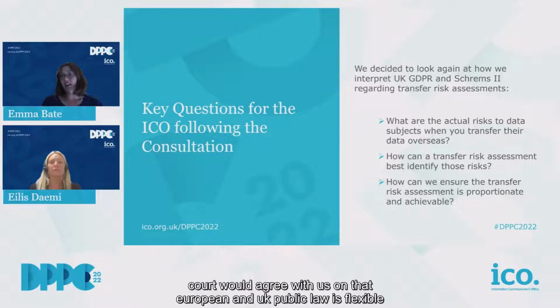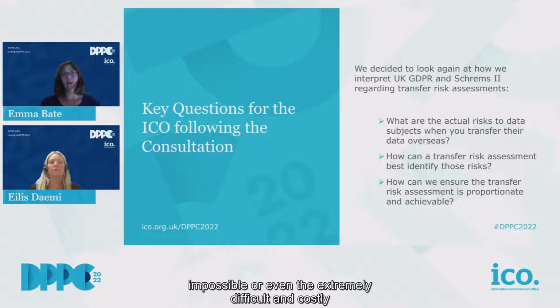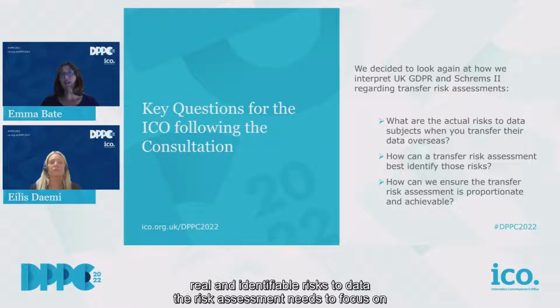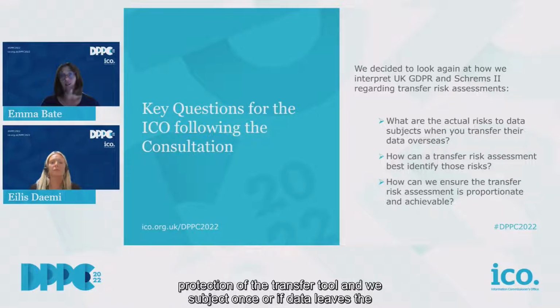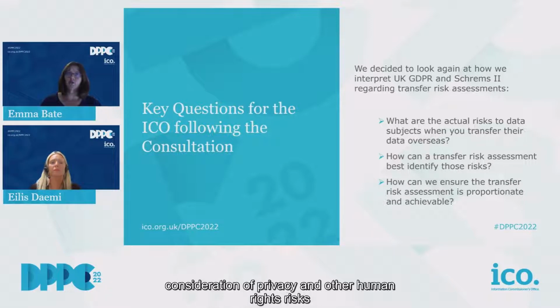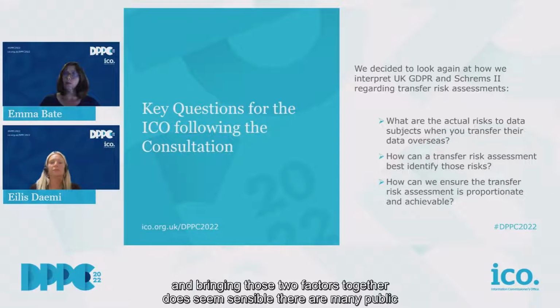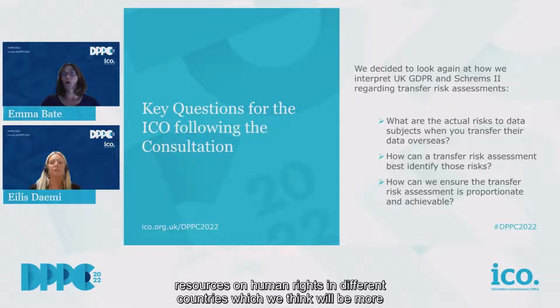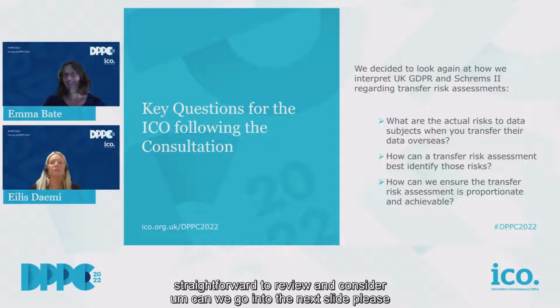European and UK public law is flexible, and the intention of the CJEU judges in Schrems II would not be to expect the impossible or even the extremely difficult and costly. The next conclusion we came to is that the risk assessment needs to focus on real and identifiable risks to data subjects once or if data leaves the protection of the transfer tool. And we think this needs to involve a consideration of privacy and other human rights risks. And bringing those two factors together does seem sensible. There are many public resources on human rights in different countries, which we think will be more straightforward to review and consider. Can we go on to the next slide, please?